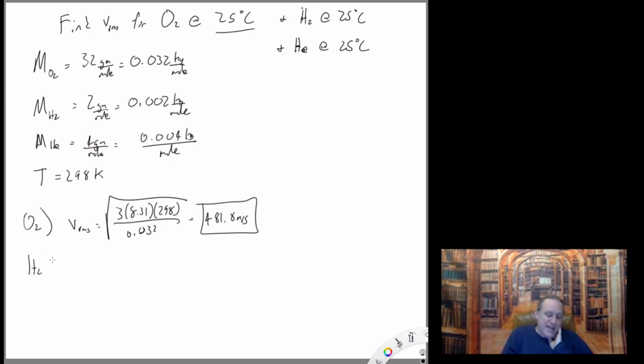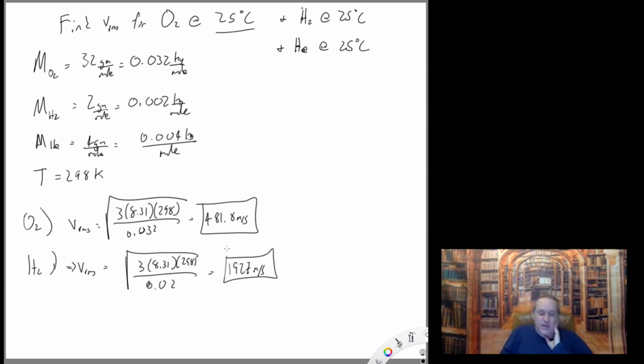If we compare that to H2, the top is the same, 3 times 8.31 times 298. The bottom is 0.002, and what we get is that this winds up being 4 times as fast, 1,927 meters per second. So hydrogen molecules at the same temperature are moving way faster than the oxygen molecules.